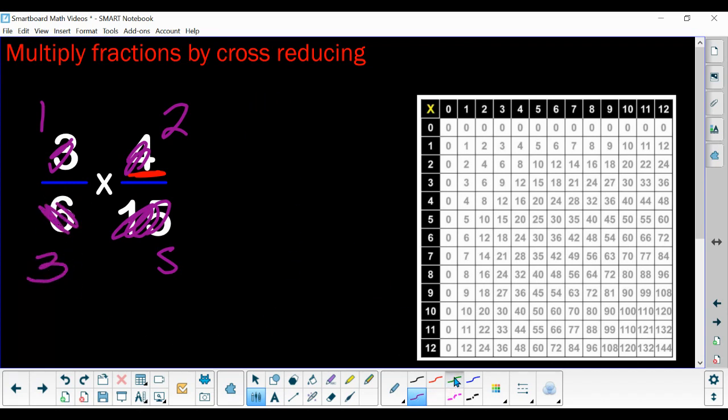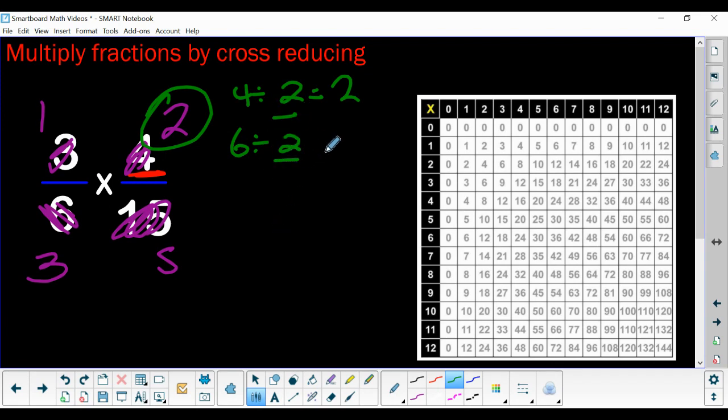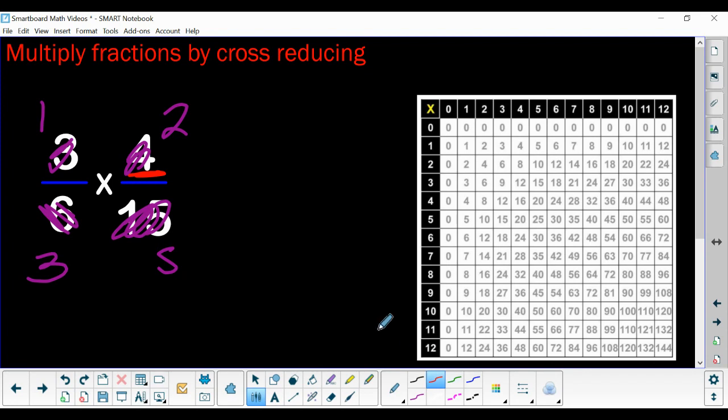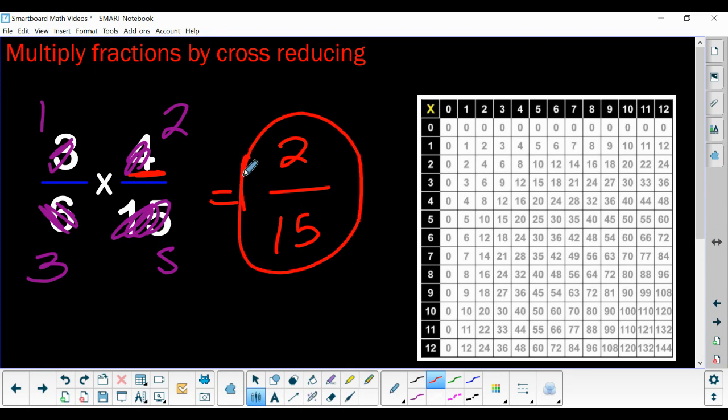All right, let me just show what I had just done over here, all the steps. So I got 4 and divided by 2 to give me 2, and I got 6 over here. I also divided by the same number, the greatest common factor. That gives me 3, which is right there. And now comes the last part. Now comes to multiplying. 1 times 2 is 2. 3 times 5 gives me 15. And there's my answer in simplest form.